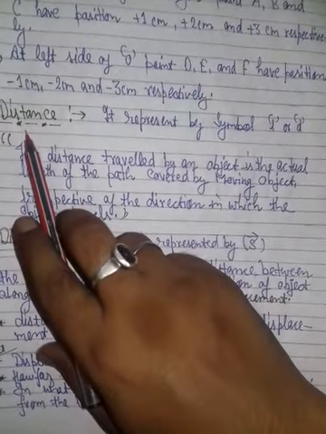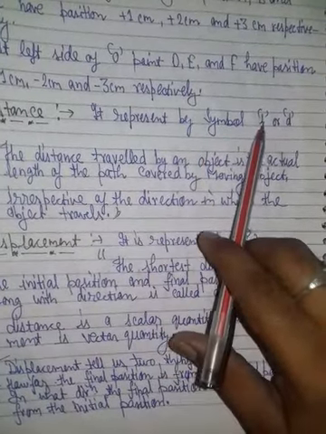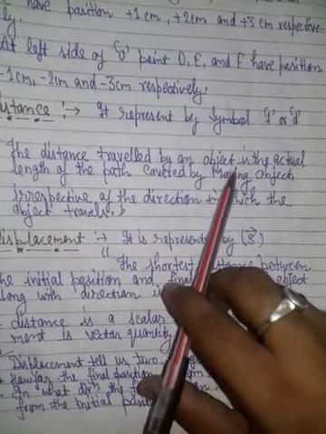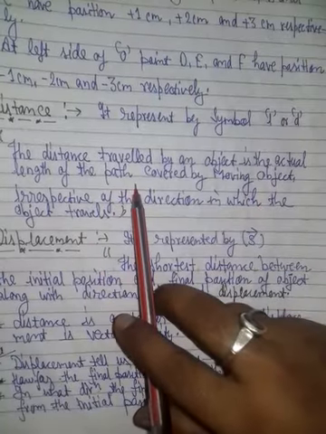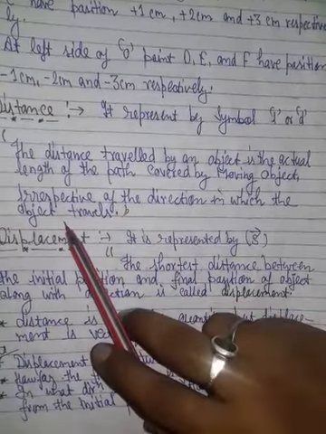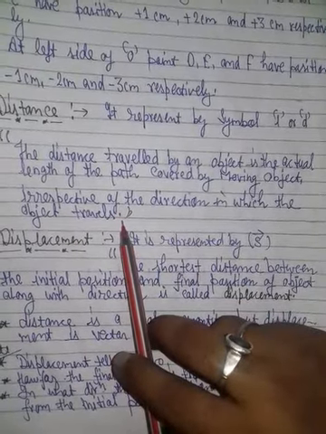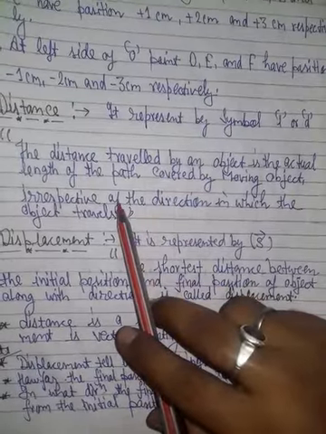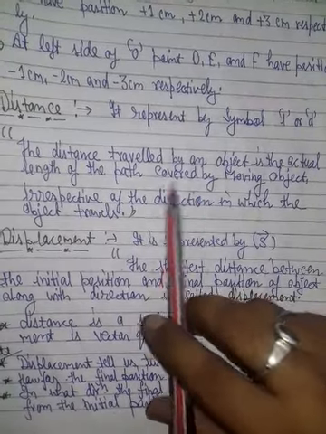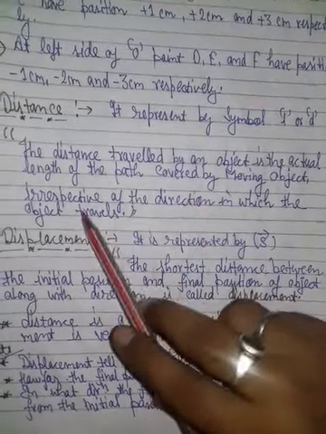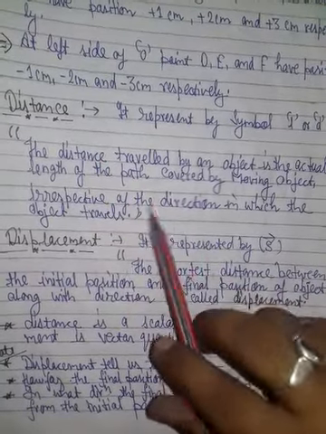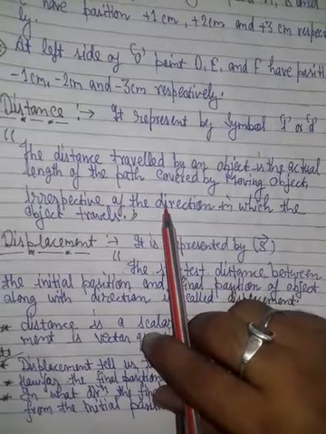Now we start the topic: distance. It is represented by the symbol L or small d. Definition: the distance traveled by an object is the actual length of the path covered by the moving object, irrespective of the direction in which the object travels. That means the total distance between the initial and final point traveled by the body, without respect to direction, is known as distance. It is a scalar quantity because it does not depend on direction.